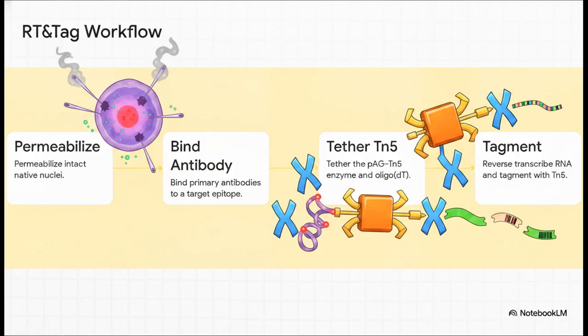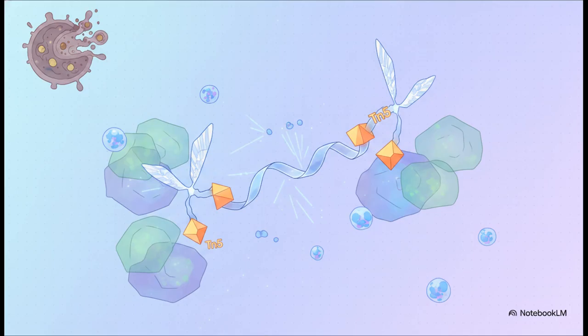Second, we send in our primary antibodies to bind to our target subnuclear epitope. Third, we introduce the Tn5 enzyme, which is fused to a special adapter, along with a primer. That adapter physically tethers the Tn5 directly to the antibody. Finally, we reverse transcribe the RNA located right there in that specific neighborhood, and our tethered Tn5 immediately chops it up and barcodes it.